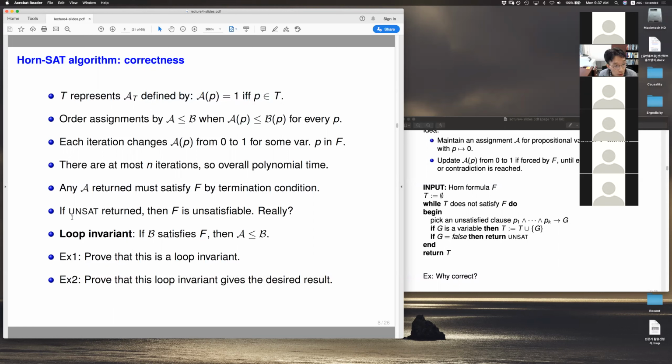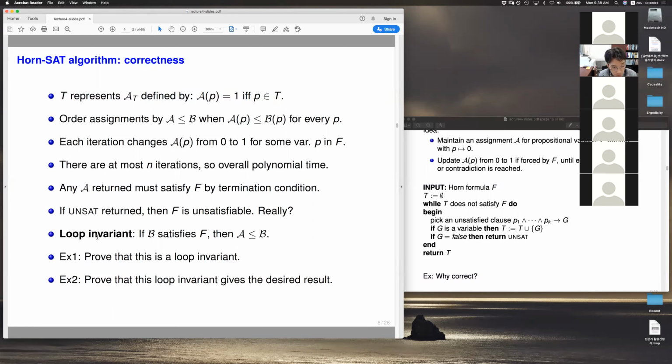I mean, to prove: if the algorithm returns UNSAT, then this formula F is UNSAT. We showed the so-called contrapositive. In Korean, it's called 대우. So we show that if F is satisfiable, then my algorithm will never return UNSAT. So that's what we have to prove.